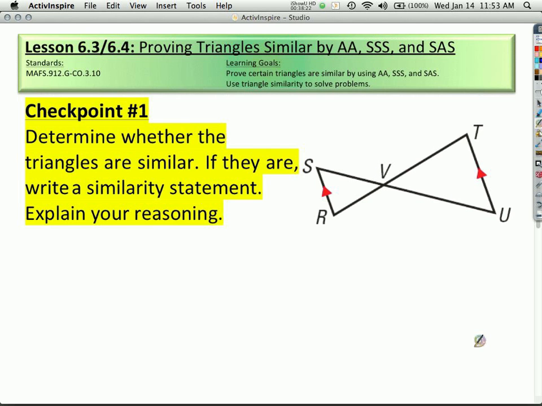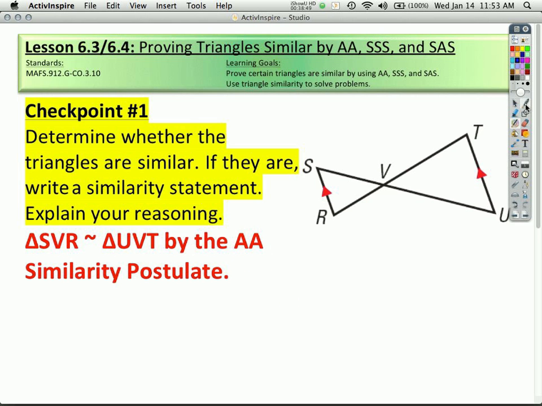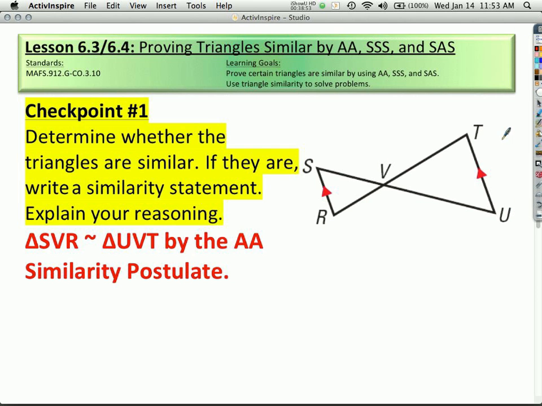Okay? Give me a thumbs up if you were able to prove that the triangles were similar. Thumbs up if you were able to prove it. 1, 2, 3, 4, 5, 6, 7, 8, 9, 10, 11, 12. Okay? Put your thumbs down. Yes, they are similar by the angle-angle similarity postulate, but now we need the evidence. Making the statement's no big deal. What's the evidence? Can someone give me one piece of evidence? One piece of evidence. Stephen?